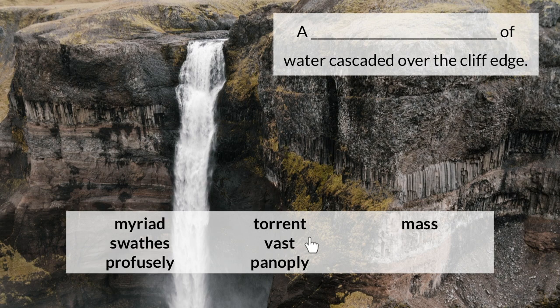It was torrent. So a torrent of water cascaded over the cliff edge. Cascade means to fall down. The word torrent may also remind you of the word torrential. Some of you may have heard that before. So sometimes we say there is torrential rain outside. That's when rain is very, very heavy and fast flowing.